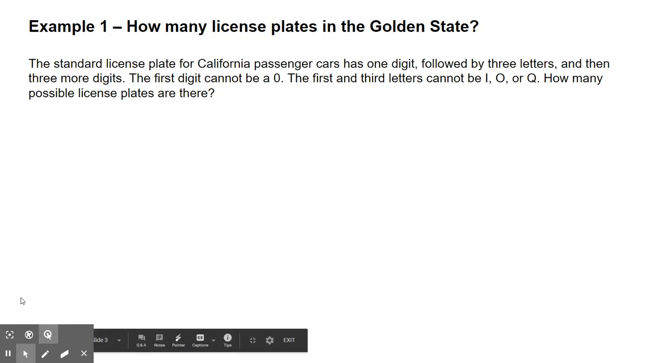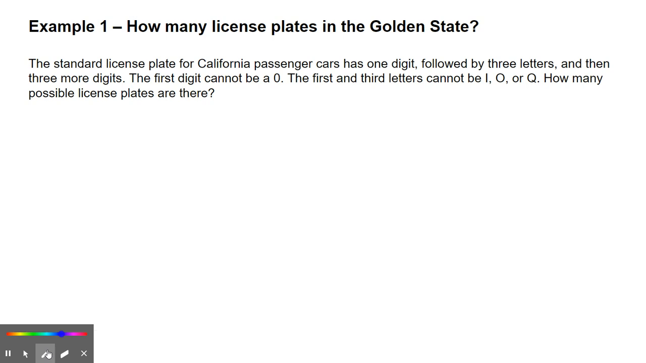All right, so here's the first one. It says the standard license plate for California passenger cars has 1 digit followed by 3 letters and then 3 more digits. The first digit cannot be a 0. The first and third letters cannot be I, O, or Q. How many possible license plates are there?